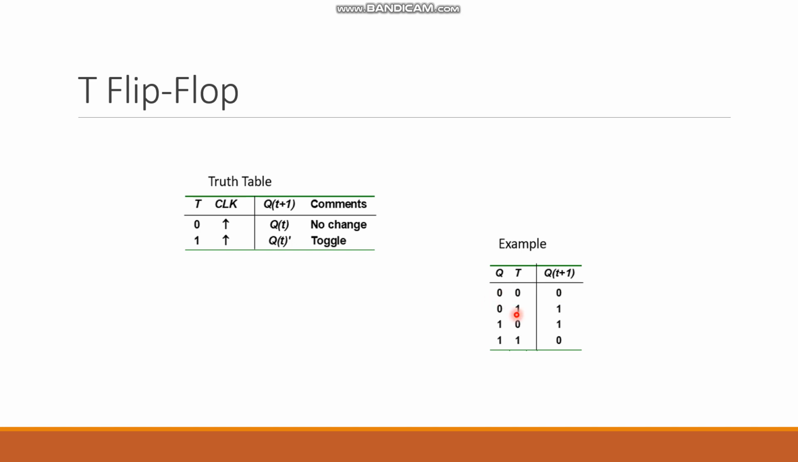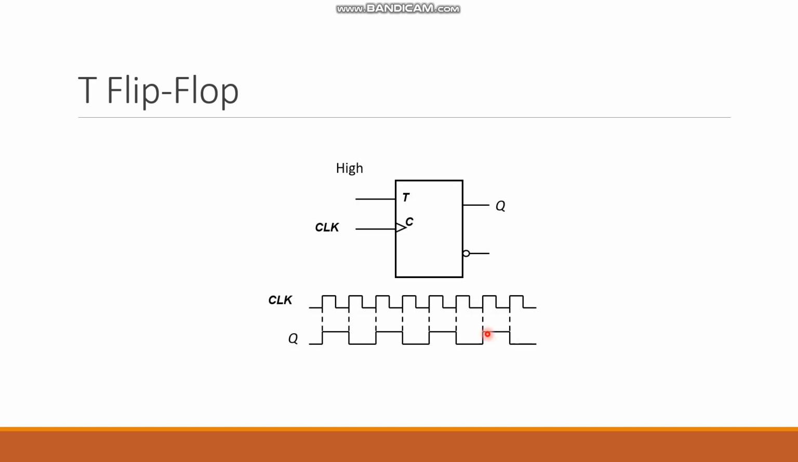And when the T is 1, the previous output was 0, this output is going to be 1, because when the T flip-flop is 1, the output is toggled. It's going to be the opposite of the previous one. In this case, when the T is 0 and the previous one was 1, it's going to be no change. And when the T is 1 and the previous one was 1, that means it's toggle, the output is going to be 0. And this is the wave diagram.